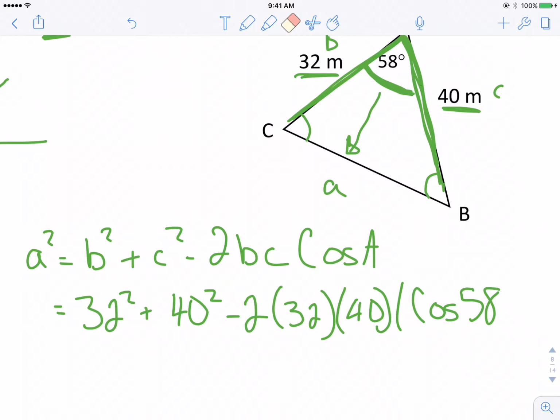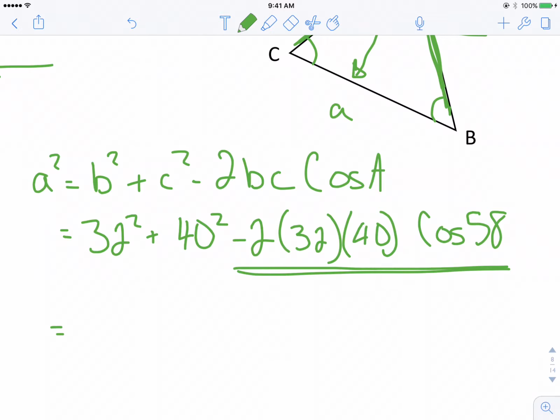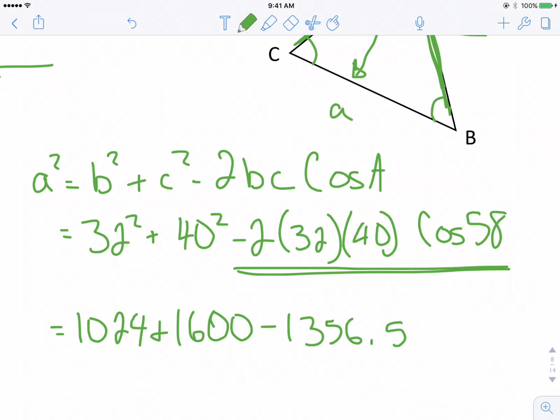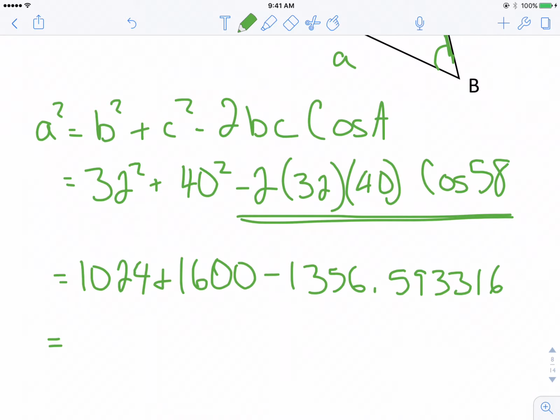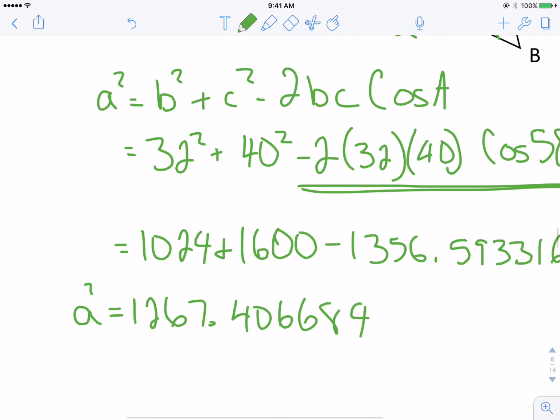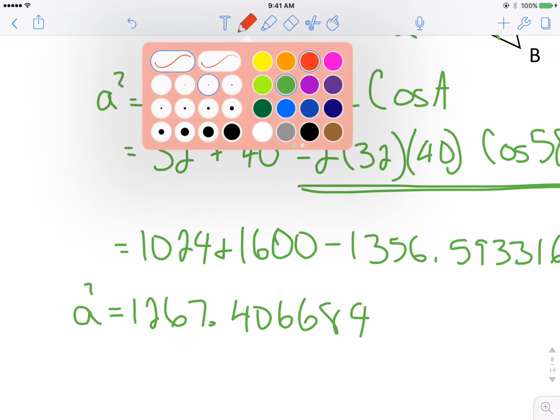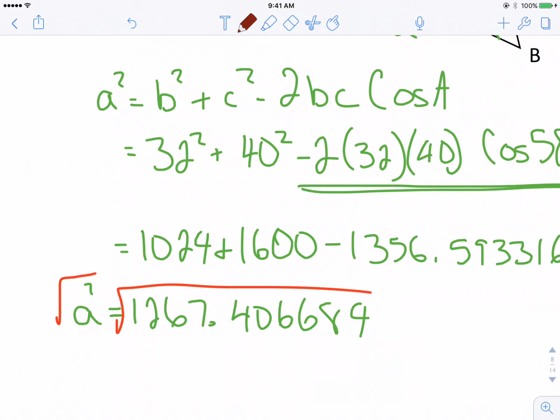Now, this calculation here gets a little bit tricky sometimes, so make sure that you're very diligent in the steps that you do on your calculator. If I start to expand this, I get 1024 plus 1600 minus 1356.593316. And simplifying all of that out, I get 1267.406684. And remember, our last step, because this is a squared, is we take the square root of both sides.